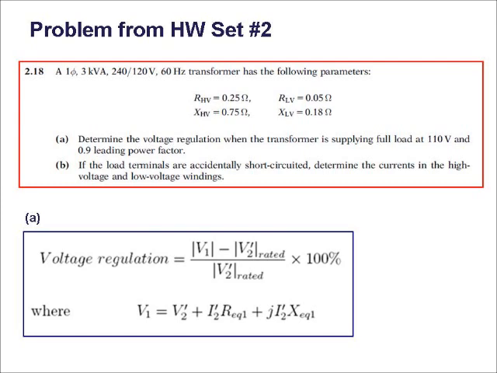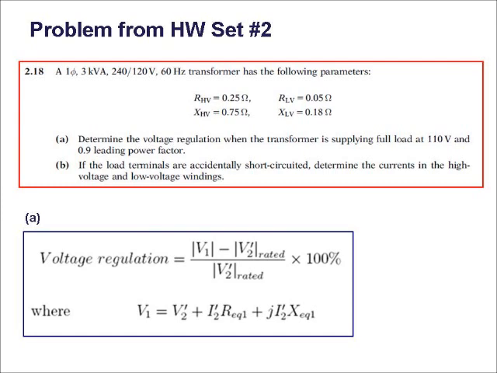The last problem in this review session is from your homework set number 2. Here we have the first slide. The statement for this problem is 2.18: a single phase 3 kVA 240/120 volts 60 Hz transformer has the following parameters: R_HV, HV meaning high voltage side, 0.25 ohms, X_HV 0.75 ohms, R_LV 0.05 ohms, X_LV 0.18 ohms.